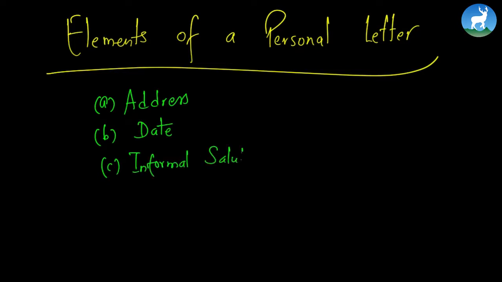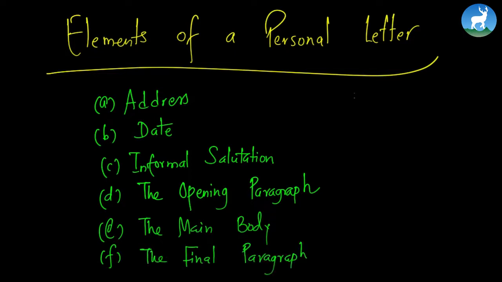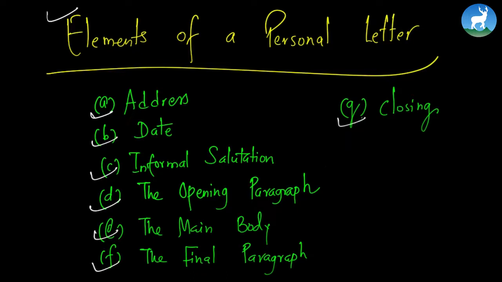Informal salutation. After that comes the opening paragraph, followed by the main body, followed by the final paragraph, and the closing. So these are the elements of a personal letter. So a personal letter contains address, date, informal salutation, opening paragraph, the main body, the final paragraph, and the closing.